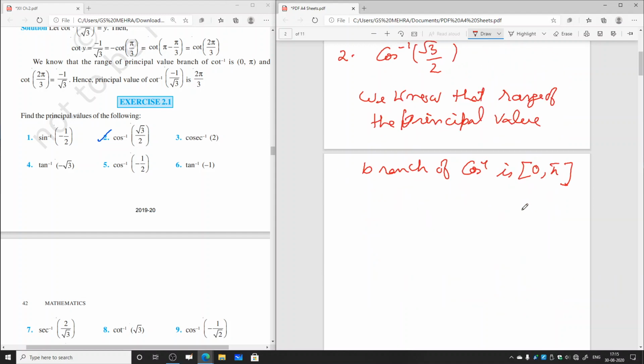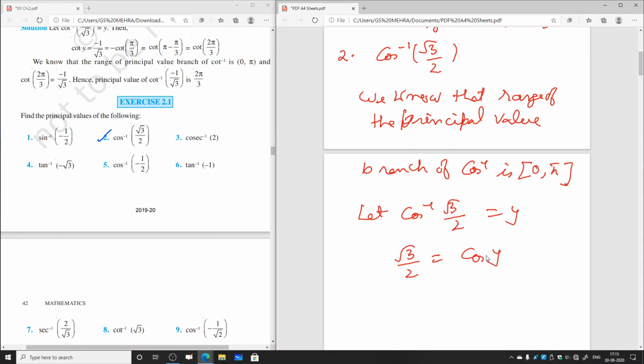So let cos inverse √3/2 equal y. Taking cos on both sides, we get √3/2 equal to cos y, and we know that cos pi by 6 is root 3 by 2, so the value of y will be pi by 6. Also pi by 6 belongs to the closed interval 0 to pi, therefore the required value will be y equal to pi by 6. So that is what we'll write here.